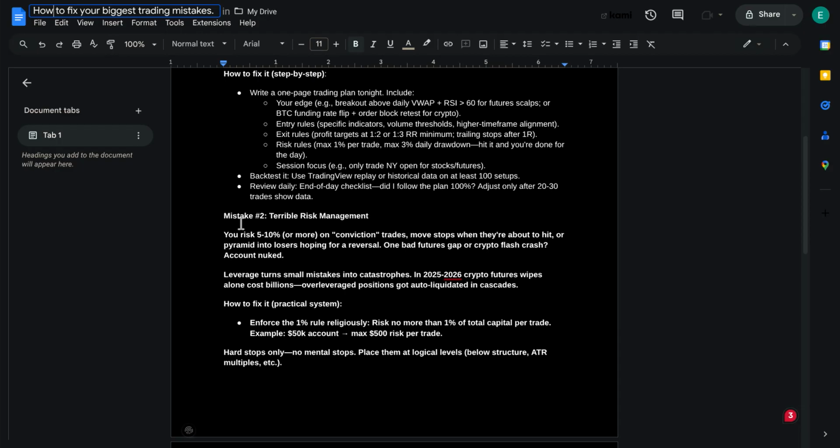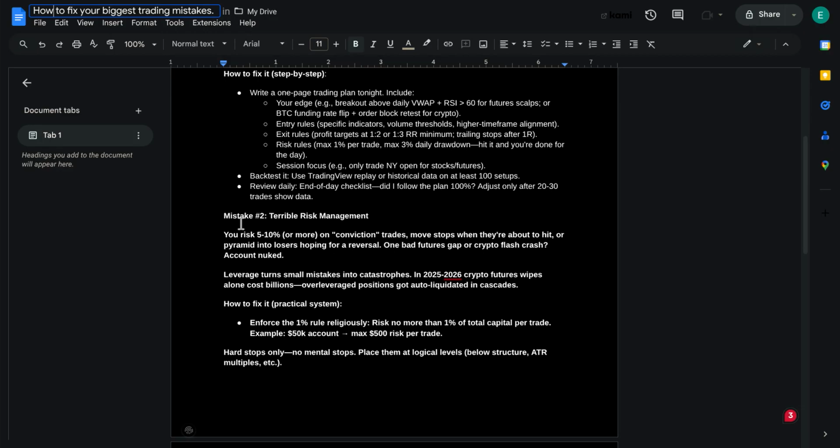In 2025 and 2026, crypto futures wipeouts alone cost billions. You may have seen headlines talking about how 50 billion was liquidated from the crypto market. And this is all because people are over-leveraging and do not have enough margin to cover it. Over-leveraged positions got auto-liquidated in cascades. As you know, October 10th was a great example of this.